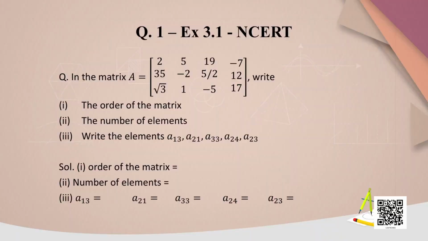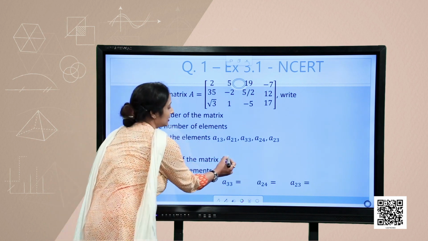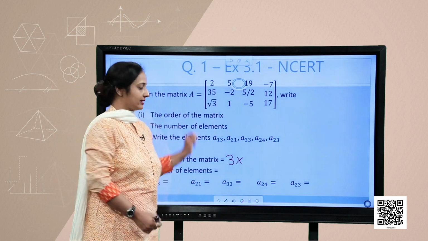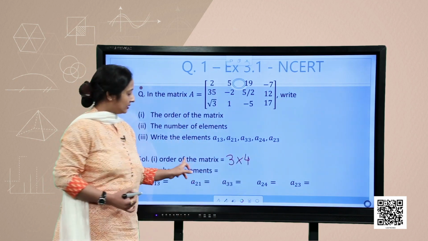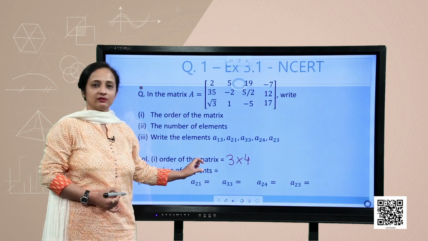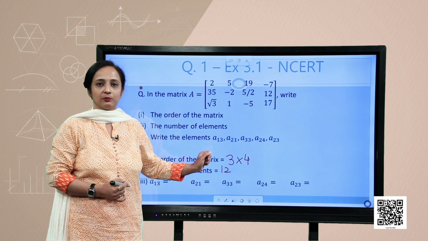So let us do question number 1 from exercise 3.1 of NCERT. This is the matrix given to you and your questions are: find out the order of the matrix, the number of elements and write down these elements. So let us solve them one by one. The order of the matrix is written by counting the number of rows, which are 3 here, by the number of columns. So count all the vertical lines, which are 4 here. That becomes the order of the matrix A. The next question is how many elements are there. Multiply 3 and 4, you get 12. So that becomes the number of elements.